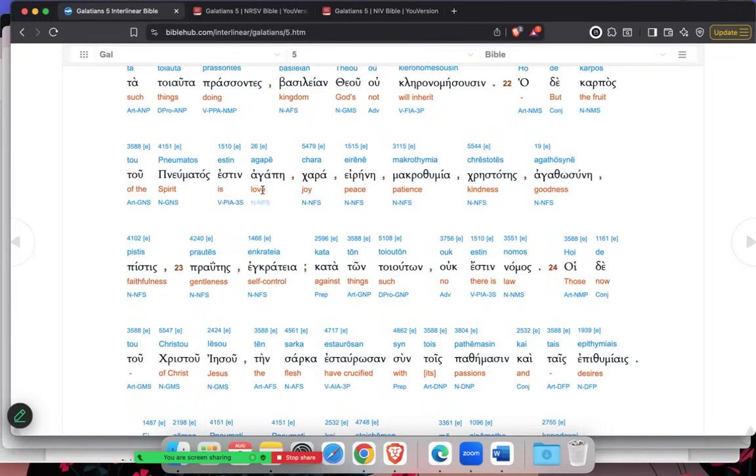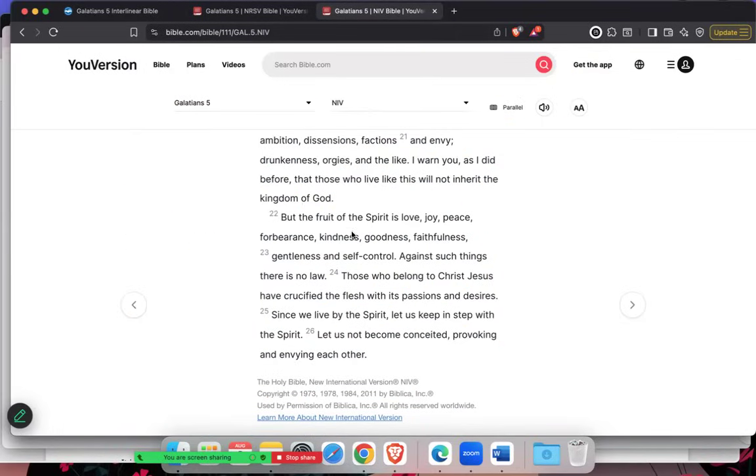We have love, agape, and goodness, agathosune. They both start with aga. And there's no "and" in this version. So we've got 1, 2, 3, 4, 5, 6, 7, 8, 9, but it doesn't say "and." It just lists them, which is interesting. And in the NIV, but the fruit of the Spirit is love, joy, peace, forbearance, kindness, goodness, faithfulness, gentleness, and self-control.